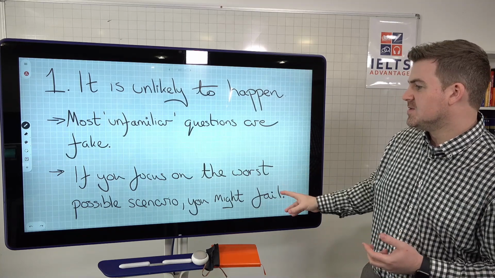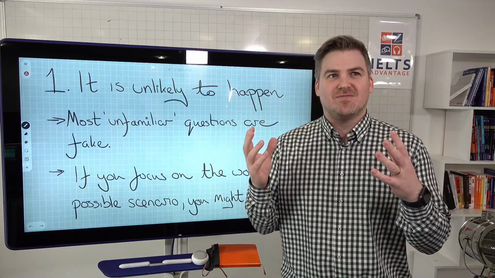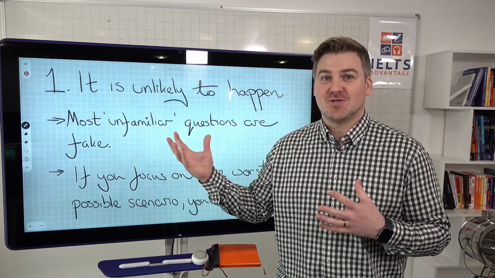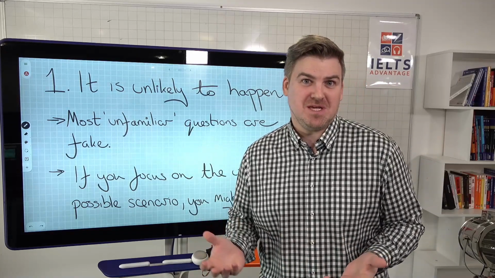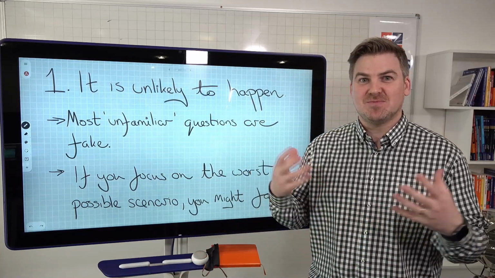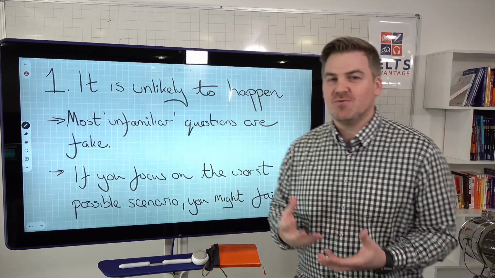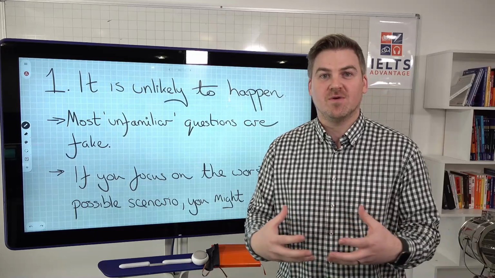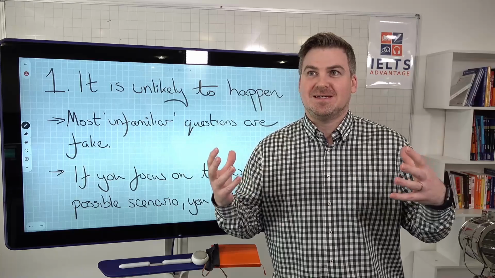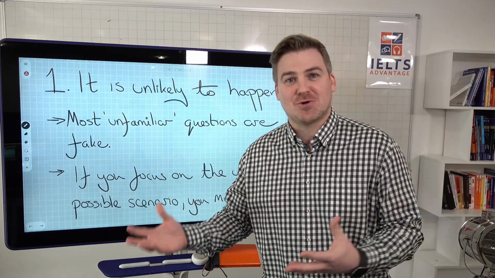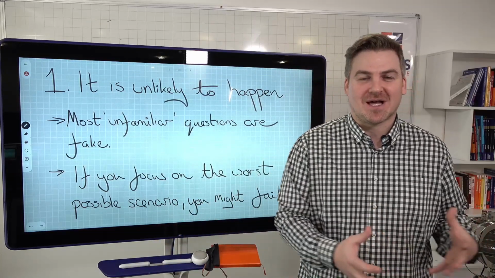And if you focus on the worst possible scenario, you might fail. What do I mean by that? Let's say you thought that if you leave your house, a bus might hit you. Is that likely? Not really. Could it happen? Yeah, people get hit by buses. But if you spend your whole time worrying about the worst possible thing that could happen, then you're not really focusing on improving. You're not focusing on the things that are going to really help you in the speaking test. The same thing is like if you go on holiday, your plane might crash. Planes do crash sometimes, but it's highly unlikely to happen to you.